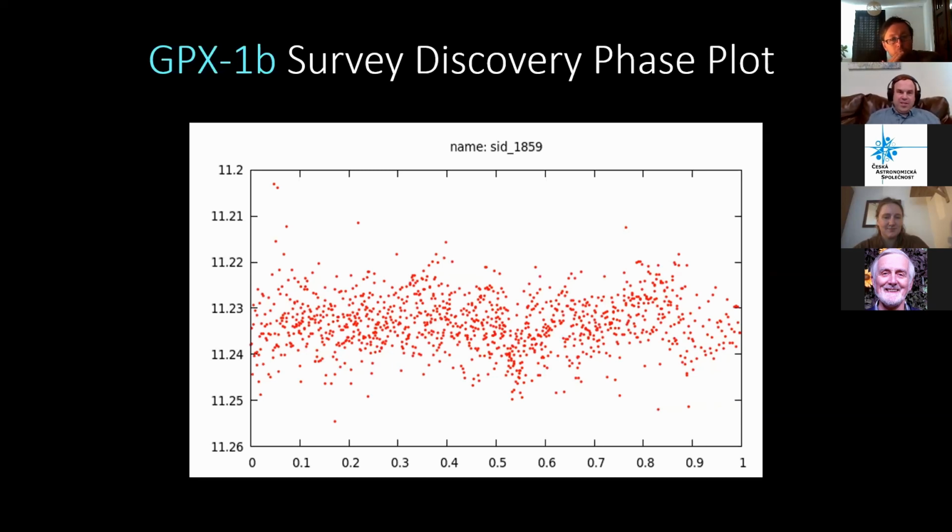The first discovery, as we're in the GPX survey, looking at the galactic plane, is GPX-1b. This is what the RASA telescope saw. You can see again in the middle that dip. And so this became a candidate, just like we like to see this dip. And then we sent the candidate around to different observers to try to validate this.